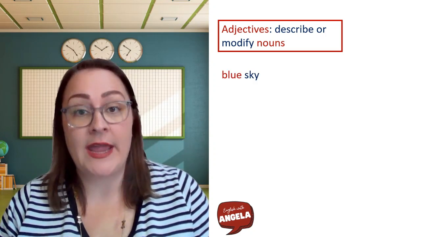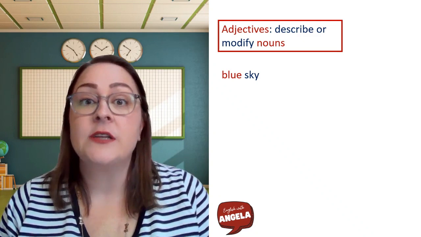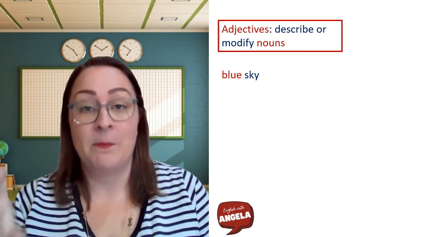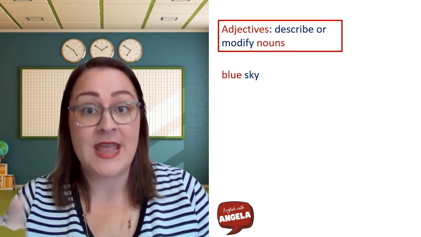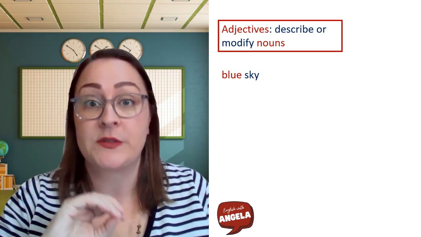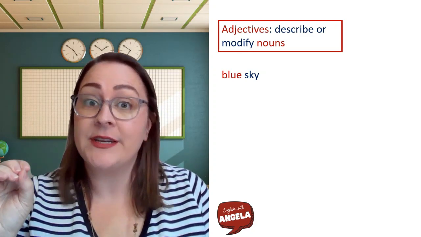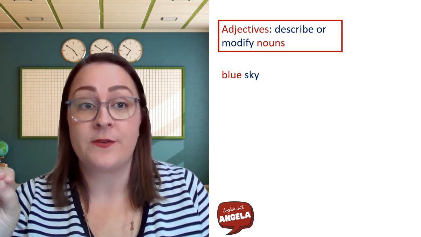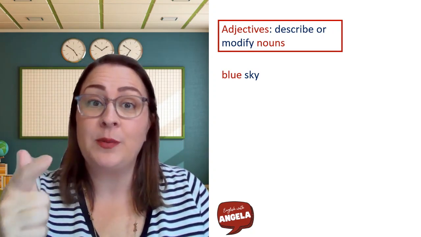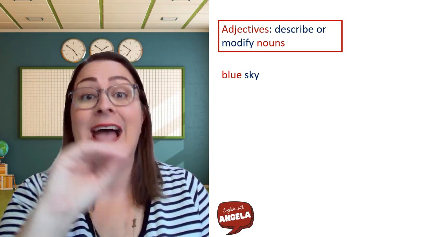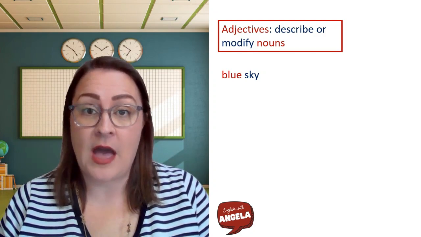Blue sky. Yeah, so blue is telling us more about the noun. The noun is sky. It's telling us we could also have black sky. Yeah, we could say it's a scary sky. We could say it's a beautiful sky. So that blue, black, beautiful, that is our adjective describing our noun.